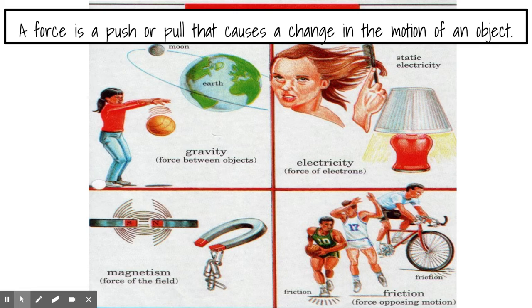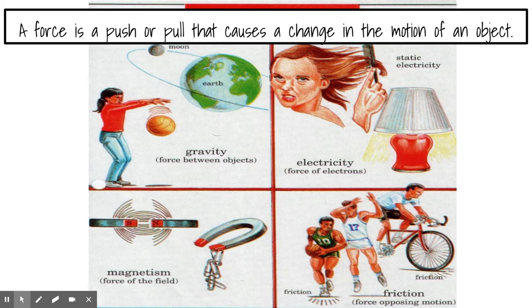So in order to start, we need to know what a force is. And basically, a force is a push or pull that causes a change in the motion of an object. So it could be any force that causes a change, a push or a pull that can change the way that an object moves, either creates it so that it starts moving, slows it down, speeds it up, or changes its direction.